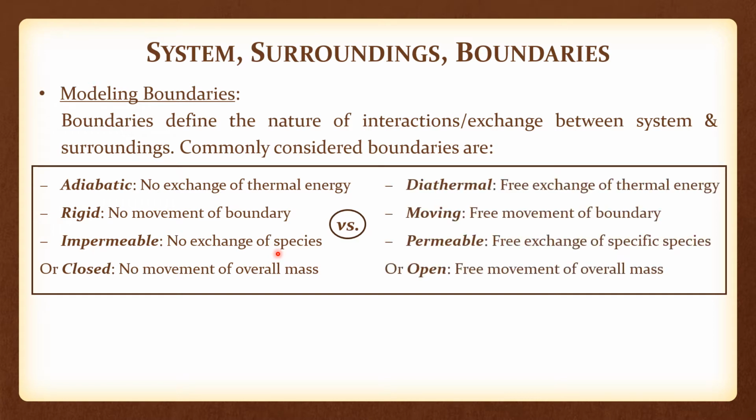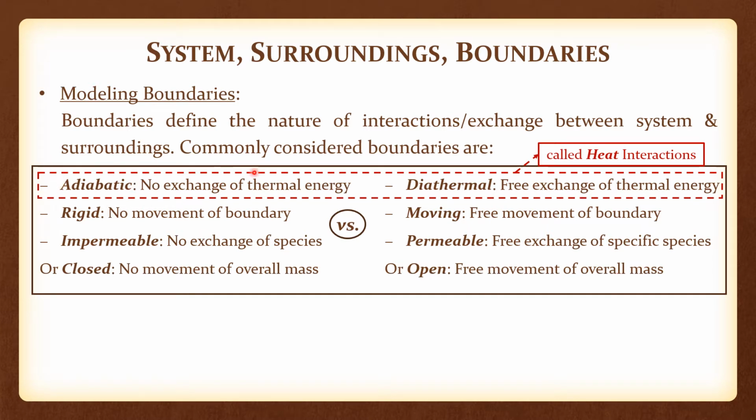Versus, we have the opposite cases. The opposite of adiabatic is diathermal, where there is free exchange of thermal energy allowed. This is again another idealization. Then there is a moving boundary, which allows for free movement of the boundary, and a permeable boundary, which allows for free exchange of specific species. So here we talk about impermeable versus permeable. You can have boundaries that are semi-permeable, which basically means they allow for exchange of only a certain species, not all possible species. Open boundaries, versus closed boundaries, allow for free movement of overall mass.